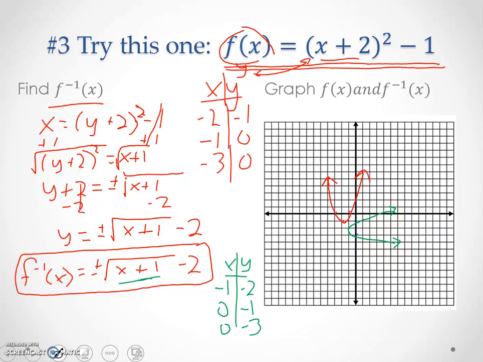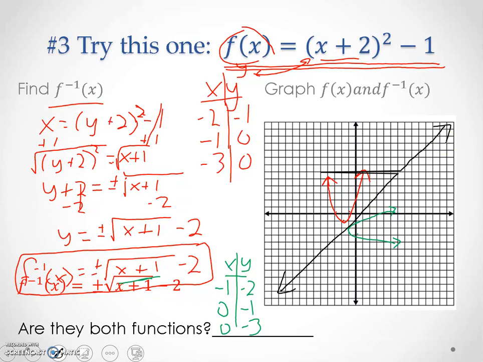the green one. And just like we talked about before, if I have this line that y equals x, and if I drew it accurately, then you could see that those are reflections of each other. And so we have our inverse function.